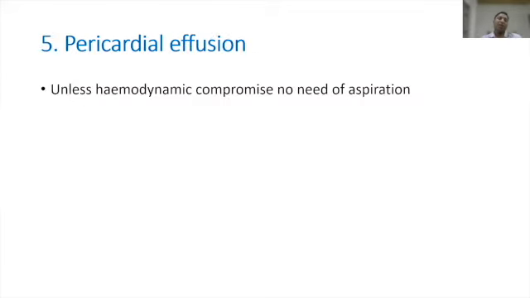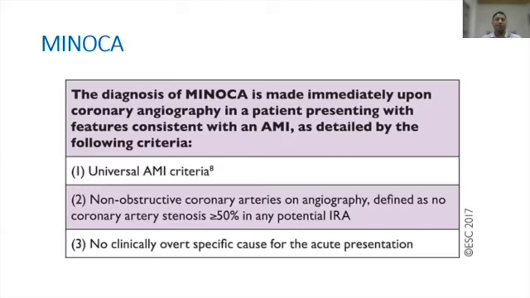The pericardial effusion: if you exclude the pericarditis criteria, you may come across a patient with pericardial effusion. Unless there is hemodynamic compromise, we don't need to aspirate that.